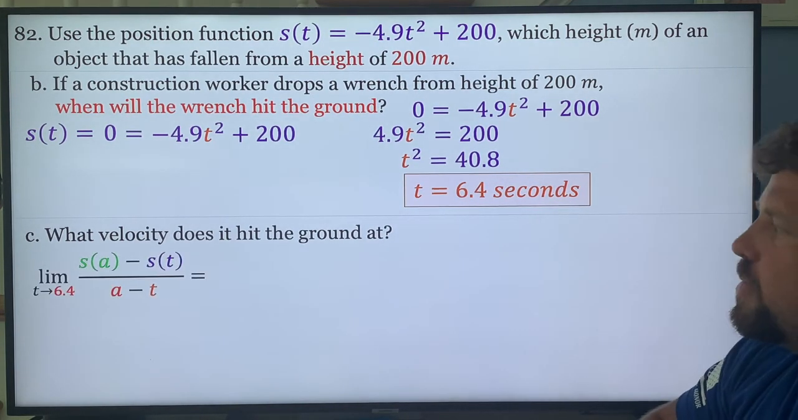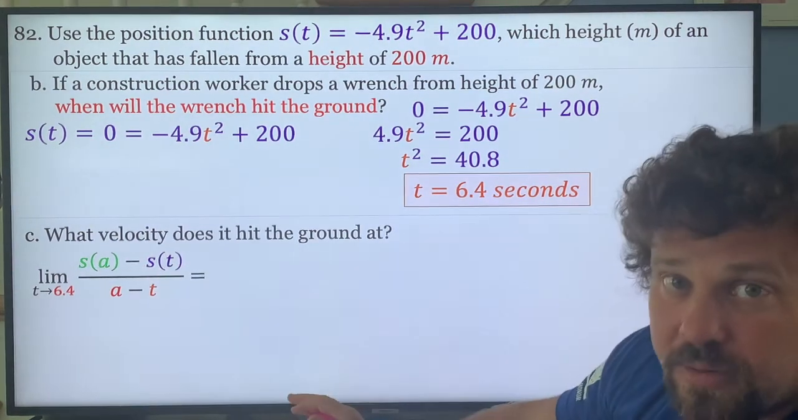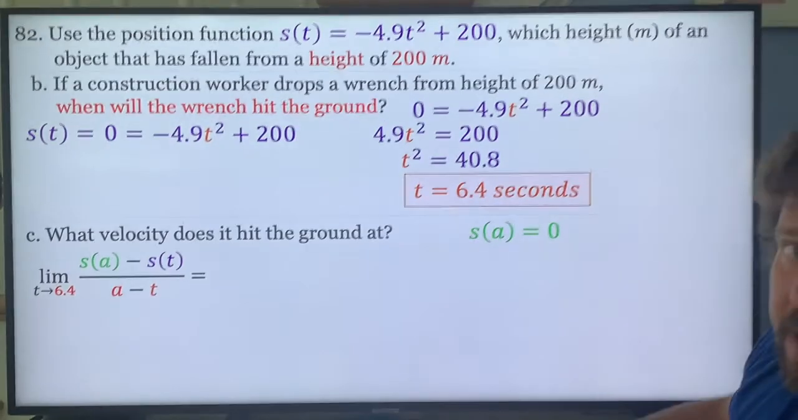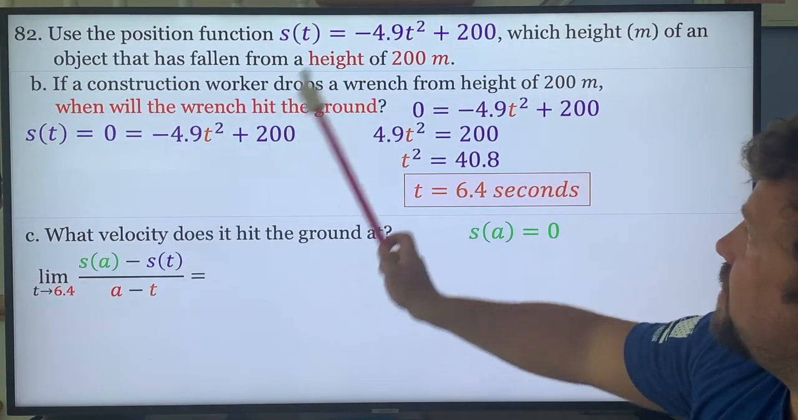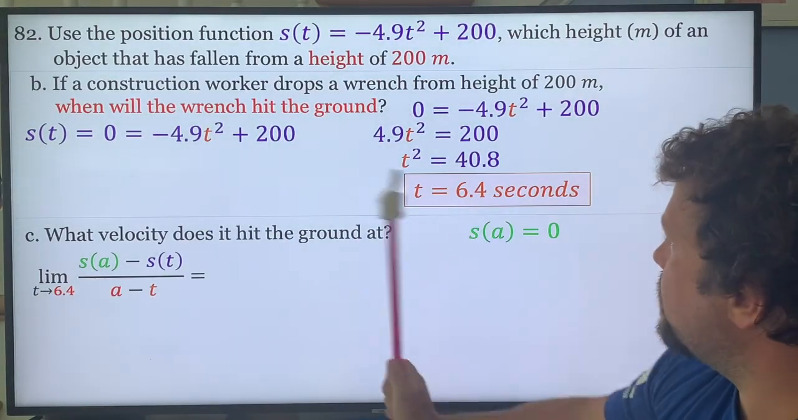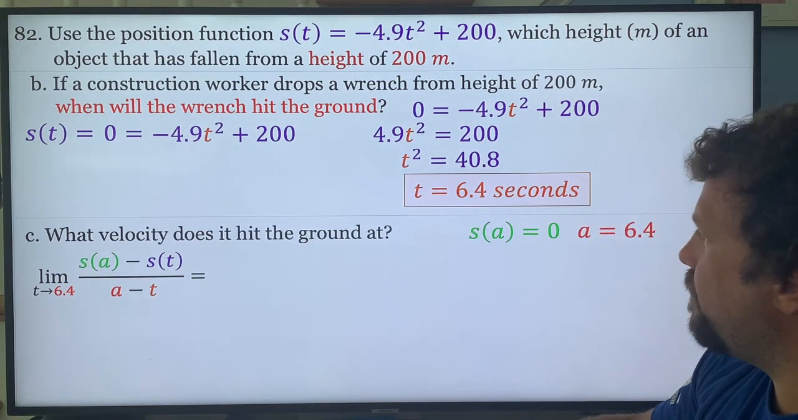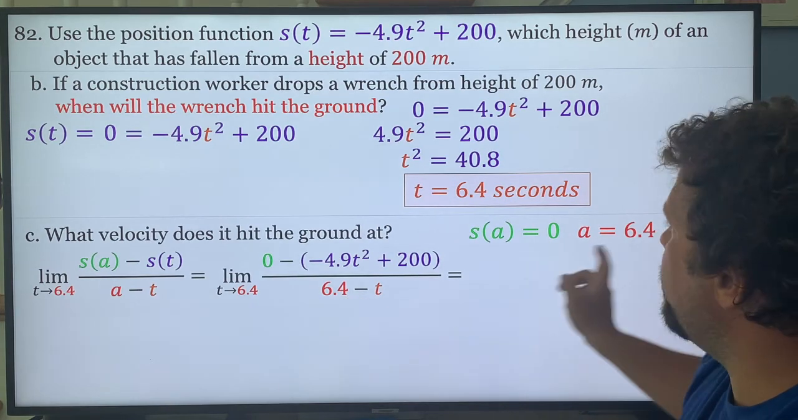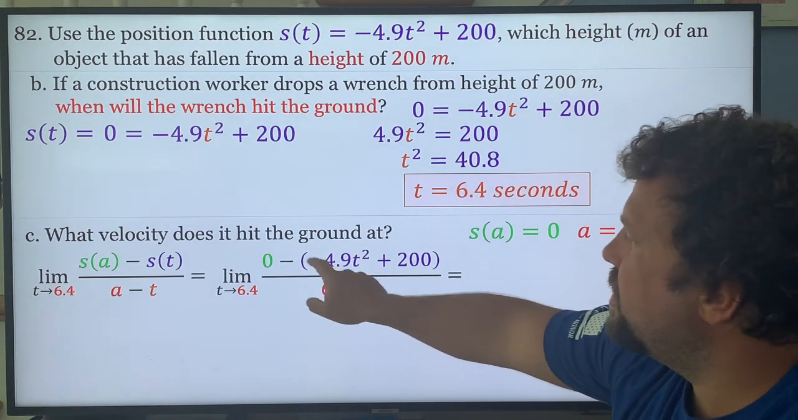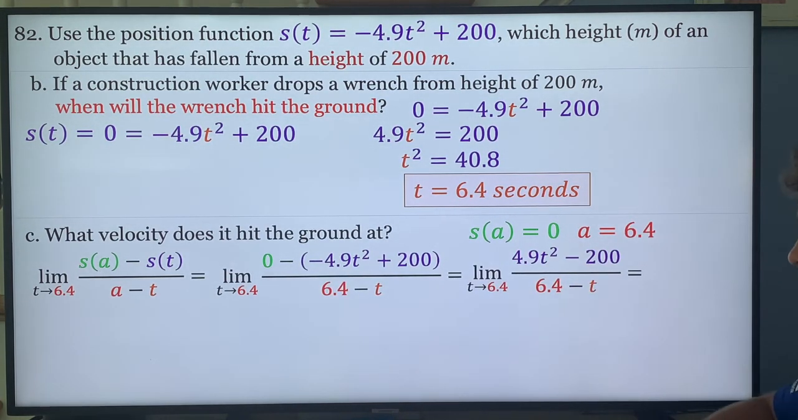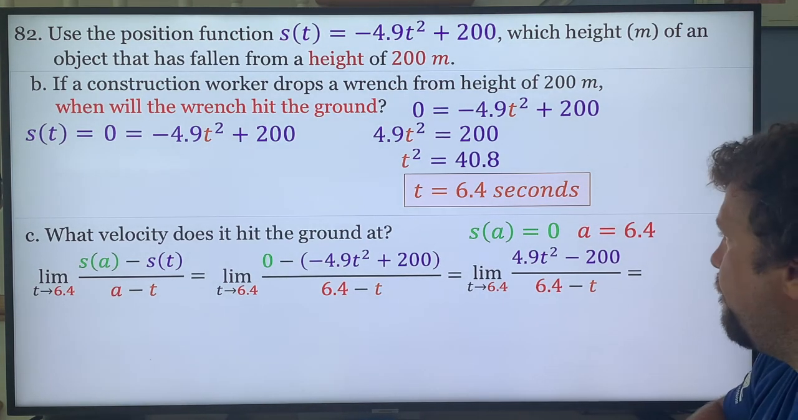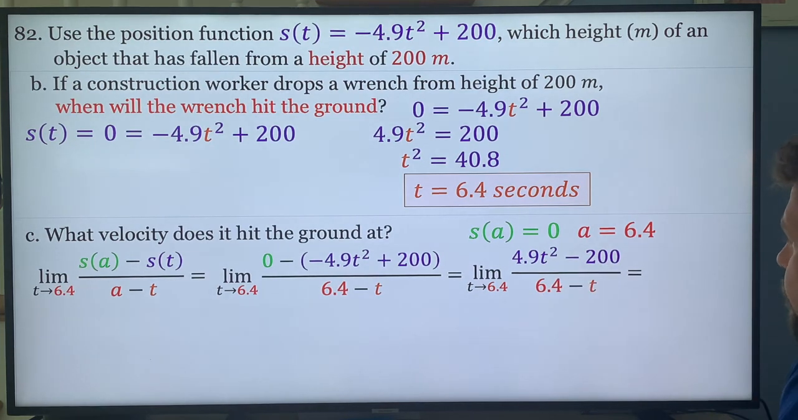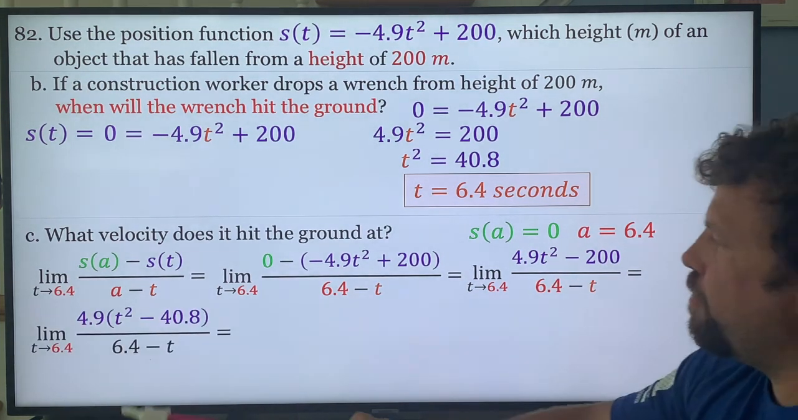As t is approaching 6.4, S of A, what did we say that was? Your initial position. Your position after hitting the ground: 0. S of t equals S of t, and your A equals 6.4. 0 minus the equation, over 6.4 minus t. Distribute the negative: 4.9 t squared minus 200, over 6.4 minus t. Pull out 4.9.